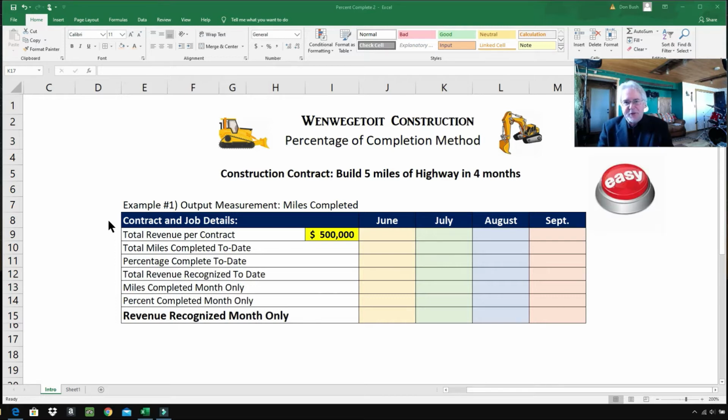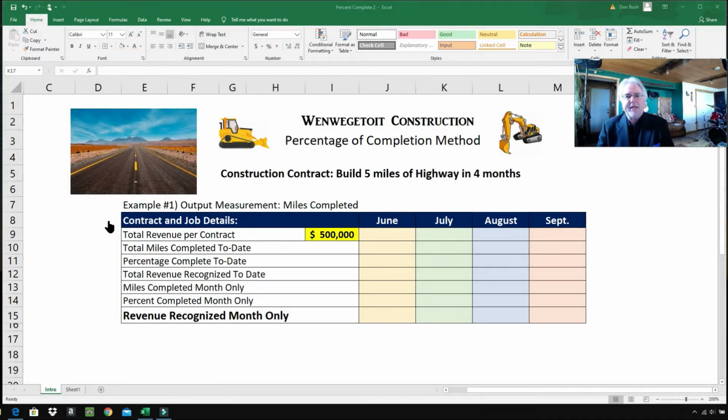Today, what we're going to do is learn how to figure out the percentage complete when you're using the percentage of completion method. The key is to be ultra organized. If you're ultra organized, it's really pretty straightforward. There's two ways to do it. There's one way called an output measure, and we're going to do that. And we'll use miles completed, because when we get to construction, they're building a highway today, and they're building 5 miles of highway in the next 4 months.